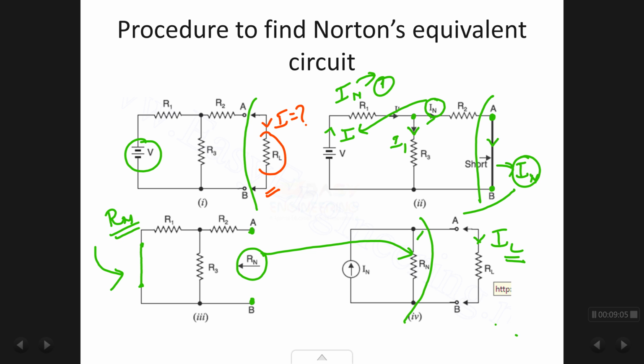How will I find it? If you notice, this current I is dividing into two parts, one through Rn and one through the load RL. Since this current is dividing into two parts and you already know your main current, to find IL you will use the current divider rule.